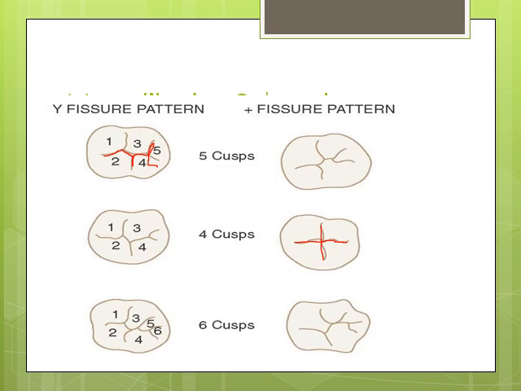When the cusp number increases, the groove pattern changes itself, right? So there are different groove patterns present as the cusp variability takes place. So in the crown morphology, different groove patterns and different numbers of cusps are present, and the mesial buccolingual dimension is more than the distal buccolingual dimension, right?